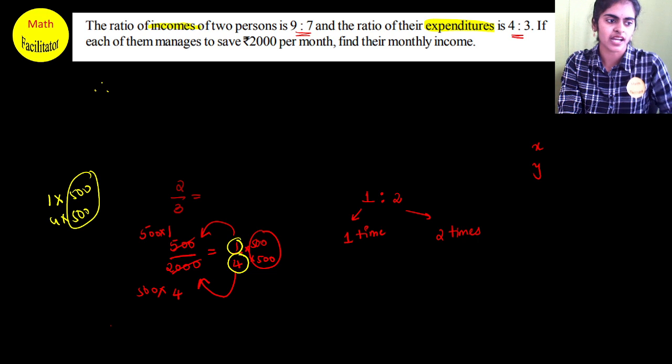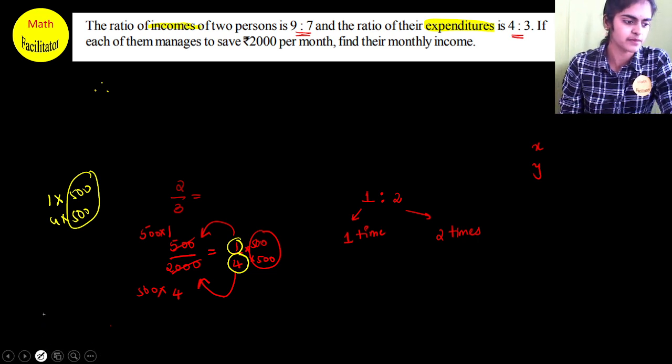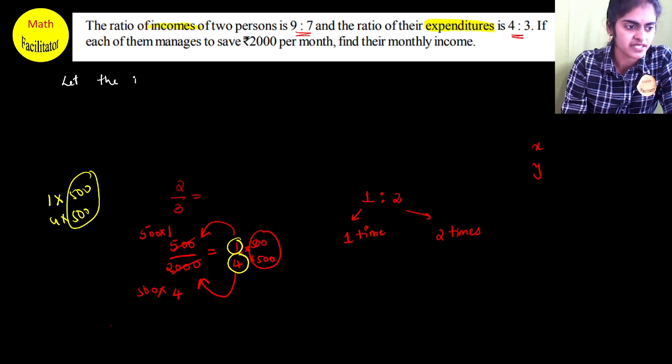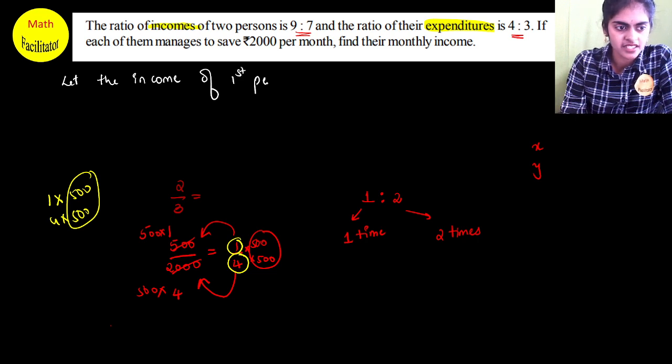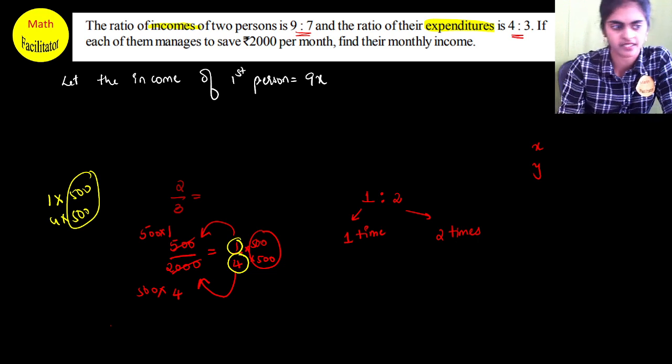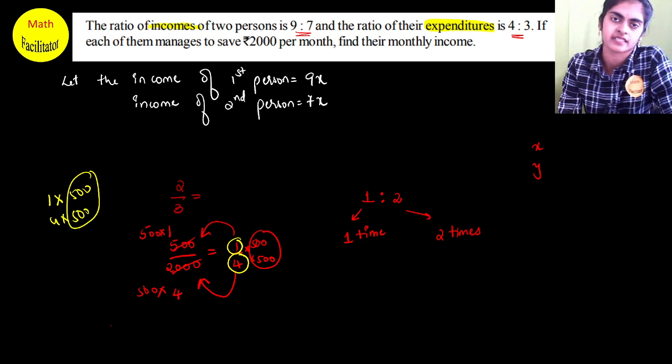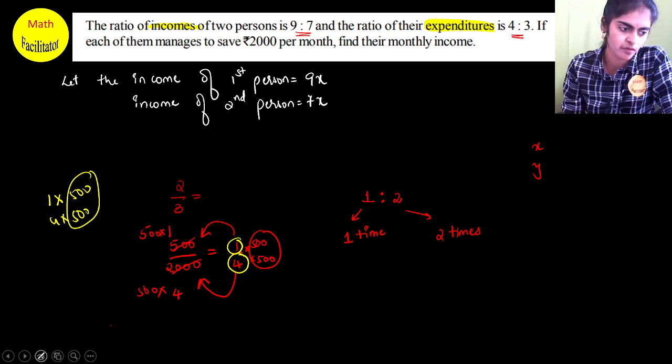So let me write the first step here. Let the income of the first person be 9x. It is 9 times the common factor. And the income of the second person will be 7 times the common factor. We have taken x as the common factor.